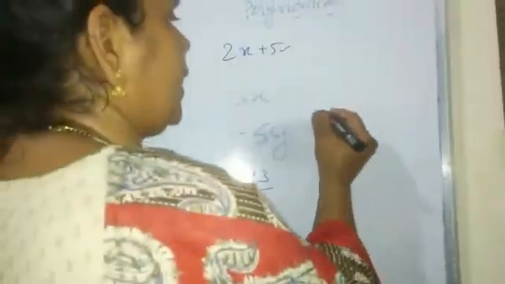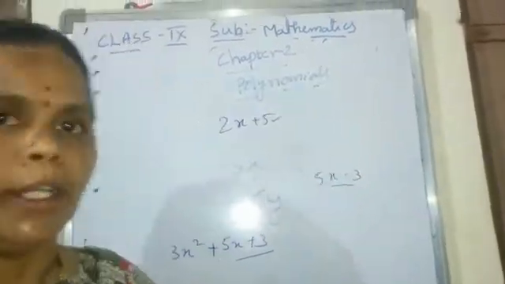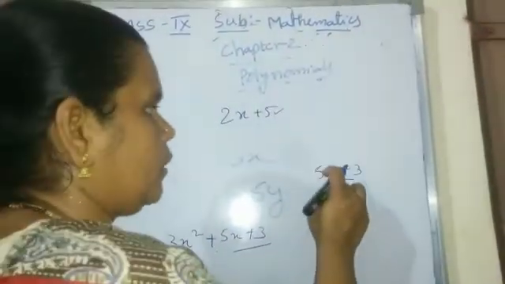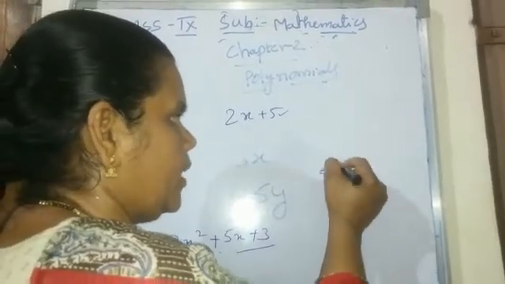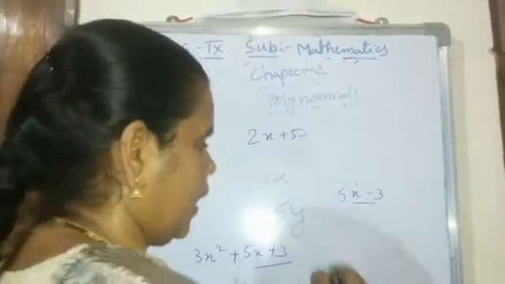So let us take an example: 5x minus 3. This is also a polynomial. Why? Because of the exponent of the variable, here there is no exponent. Let us imagine that it is 1. So this is also a polynomial.